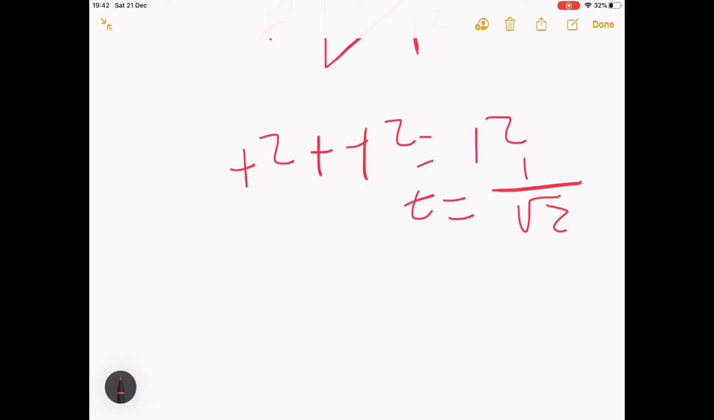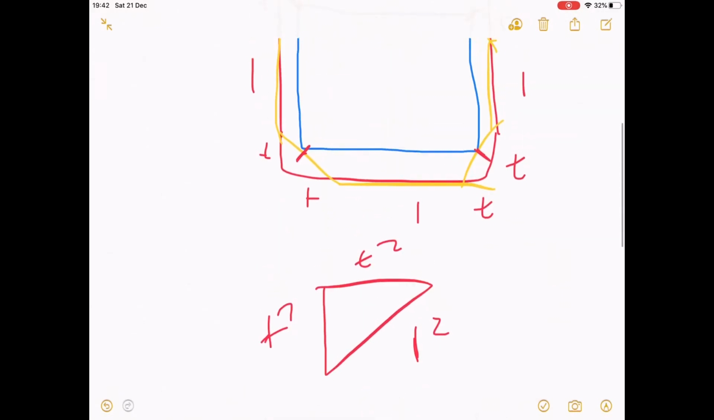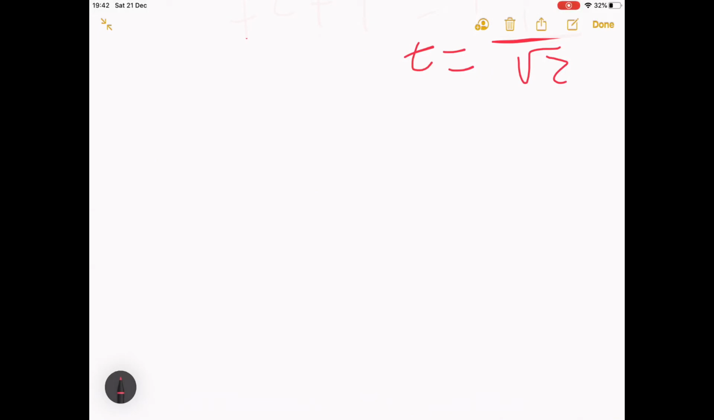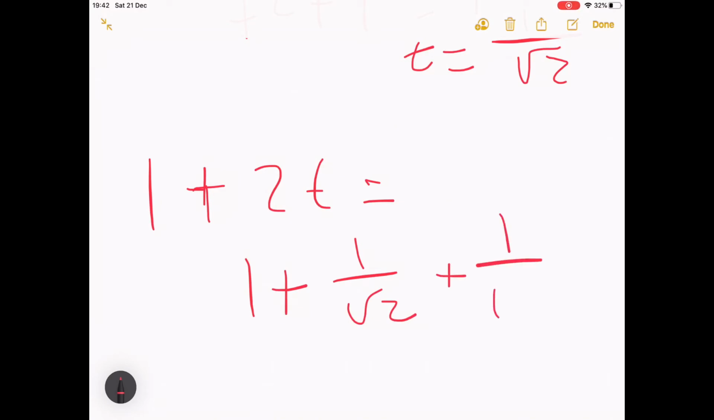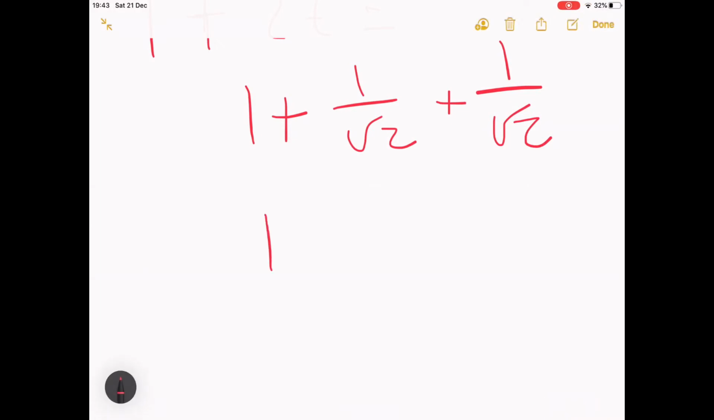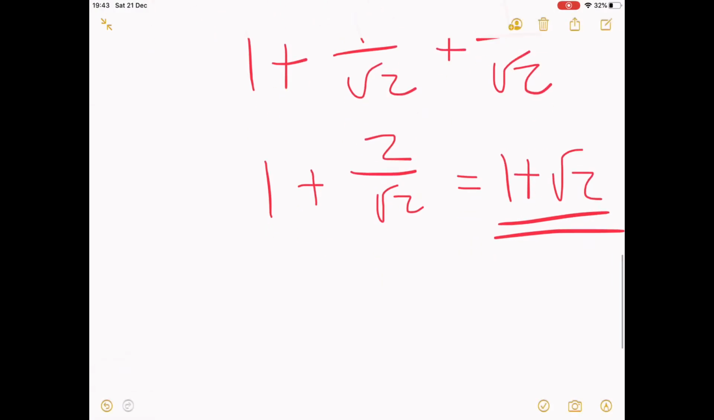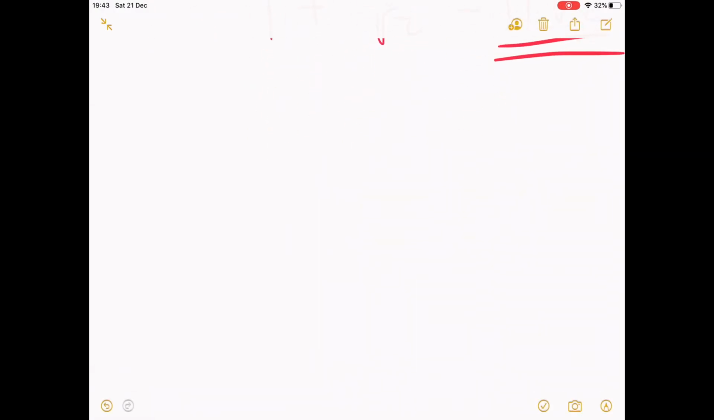So the length of our larger square, we know that it is 1 plus whatever we have found out for t. So it'd basically be 1 plus 2t, and we can simplify that further because we know what t is. So 1 plus 1 over root 2 plus 1 over root 2. And then simplifying that further, you have 1 plus 2 over root 2, which is just root 2. So 1 plus root 2. So that is the length of our larger square. And then we can use this to find the length of our smaller square.